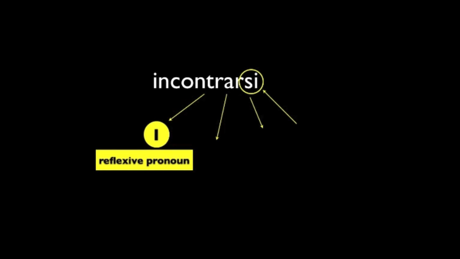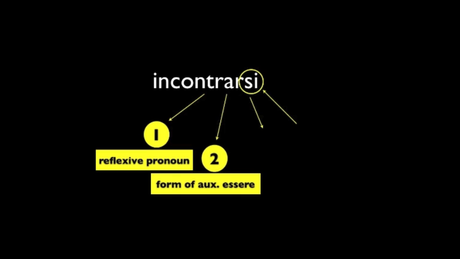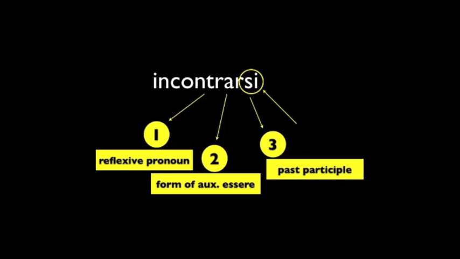You're going to see a reflexive pronoun when you conjugate these in the past tense. You're also going to need a form of the auxiliary verb essere. Just like reflexives, reciprocals are only conjugated in the past with essere. And you're going to need, of course, the past participle. So reflexive pronoun, form of the auxiliary verb essere, and the past participle.